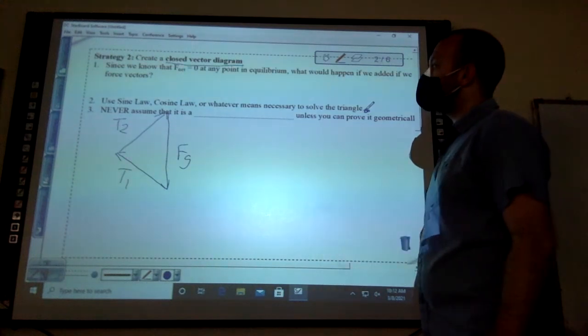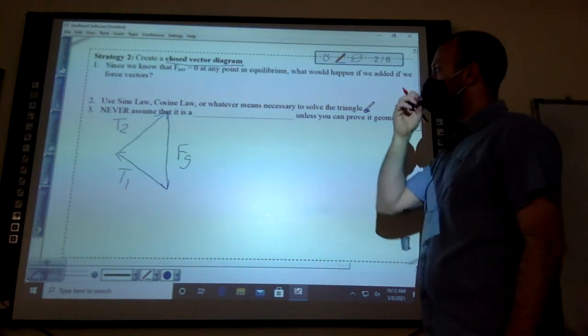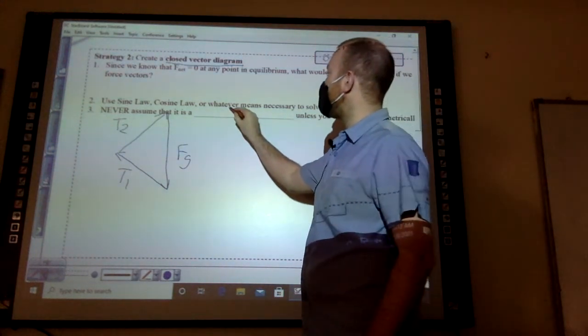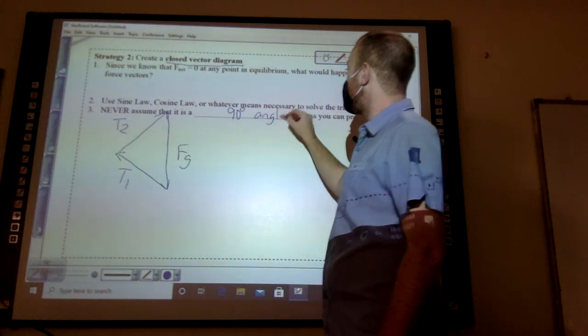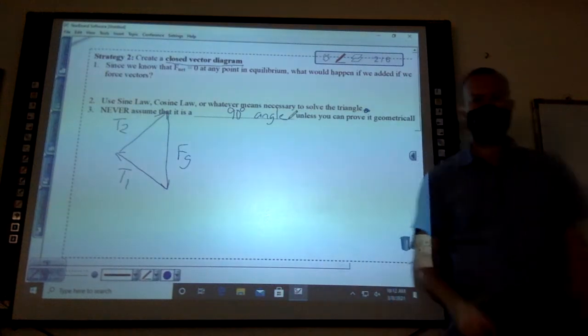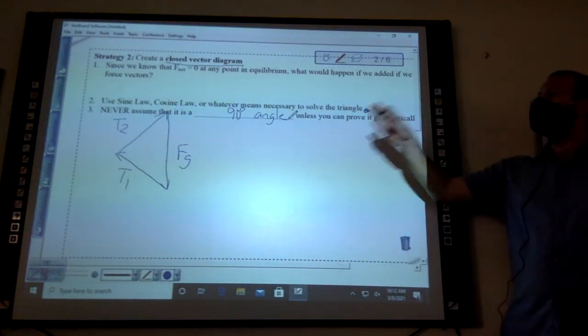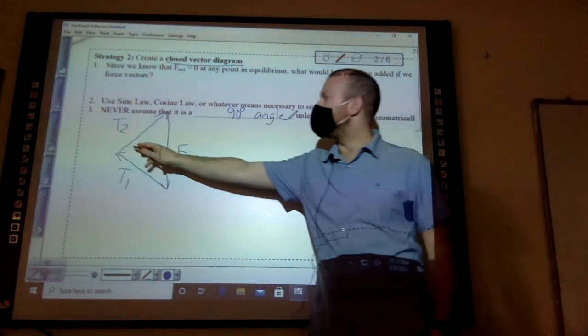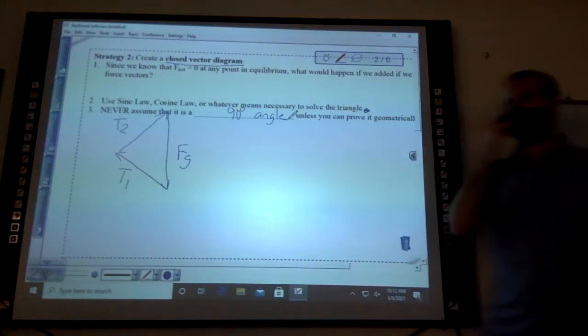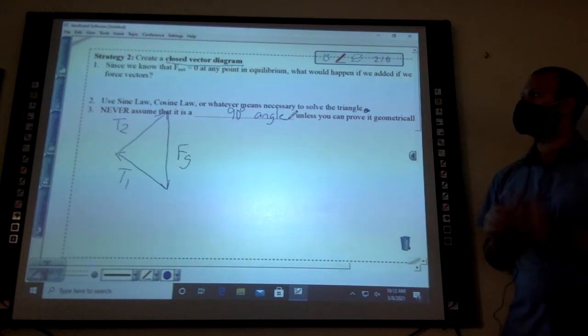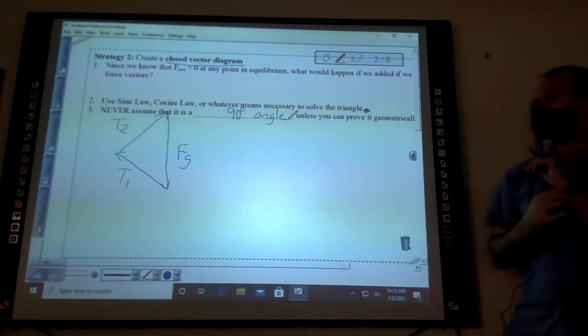And one thing that you need to make sure of with this is never assume it's a 90-degree angle unless you can prove it. So for instance, in mine, it might look like over here it's 90 degrees. Just based on what I drew, don't assume. Never assume it's 90 degrees until you actually measure it.